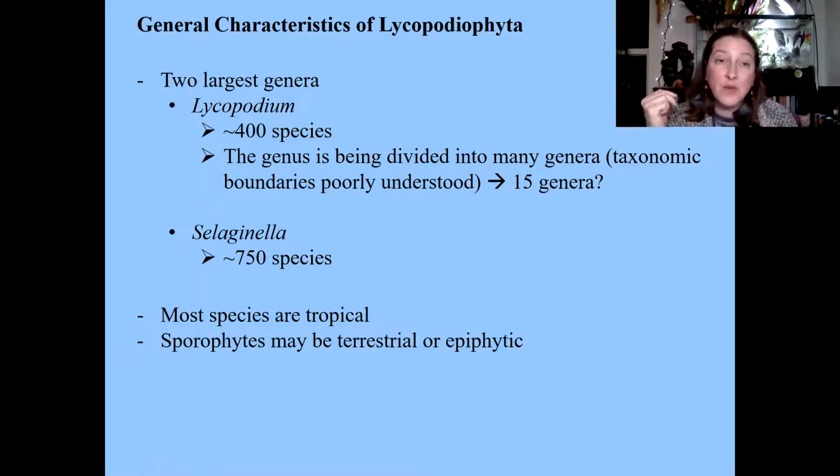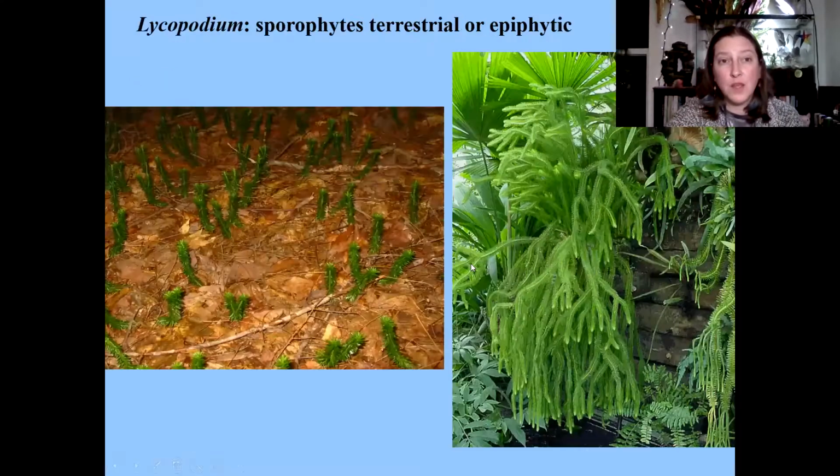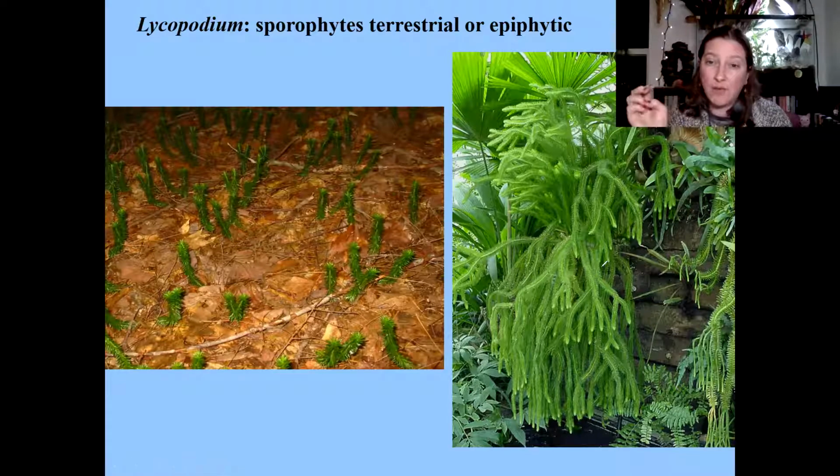As I was saying, this is how many species we know about. A lot of these species are tropical and might live in very dense forests, so there's probably additional ones. The sporophyte plants can live just on the land, or they can be epiphytes, which is a term we learned already, meaning they can grow on other plants. So here on the left is an example of Lycopodium growing terrestrially, just on the ground. And on the right is an example of Lycopodium growing as an epiphyte on other plants.